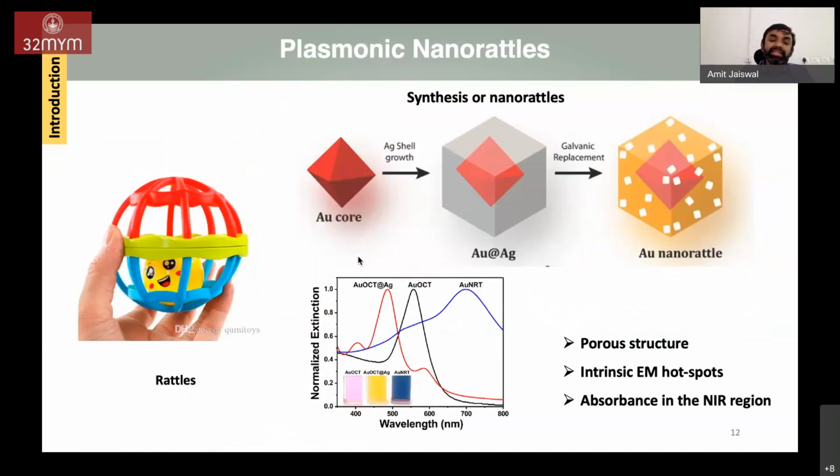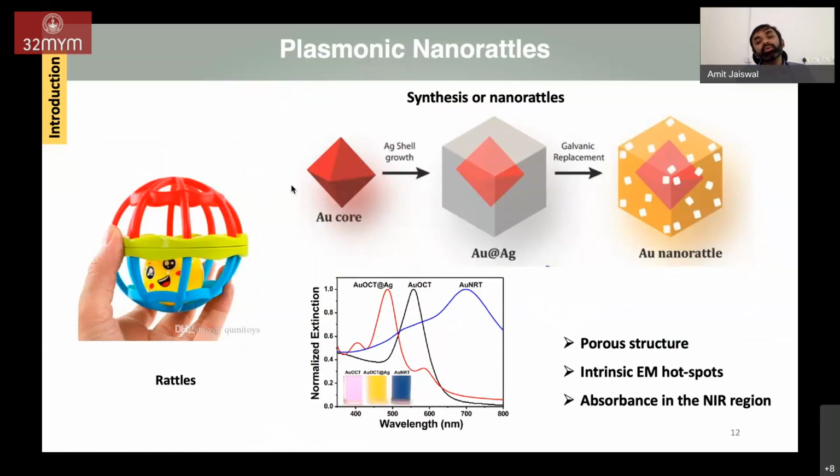In our lab, we prepare some rattle-like nanostructures. I'm sure you all might have seen rattles, which are a toy for a kid, with a solid object caged inside a shell-like structure. So we take this rattle toy and try to prepare a nanoparticle out of it. So how do we do that?